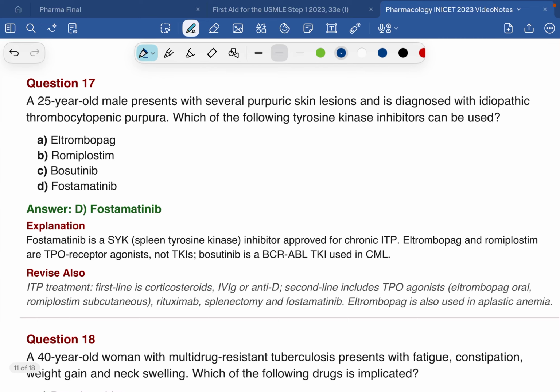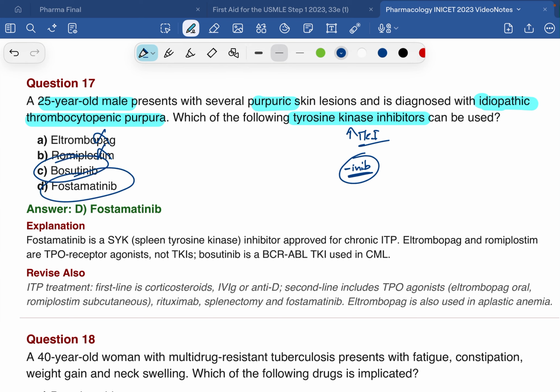Okay, so the next question is: a 25-year-old male with purpura, diagnosed with ITP. Which of the following TKIs can be used? First of all, even if you don't know the answer, if a TKI has been asked, then the drug must end in some -inib form, enzyme inhibition. So eltrombopag is out, romiplostim is out, bosutinib and fostamatinib are there, and the answer is fostamatinib, right? Because bosutinib is again a BCR-ABL TKI.